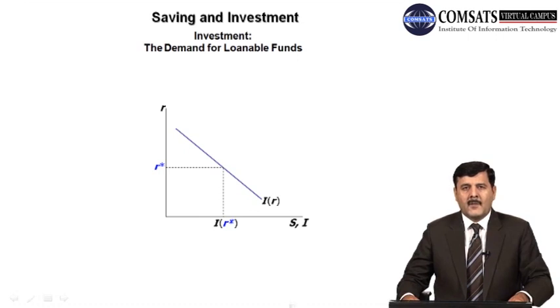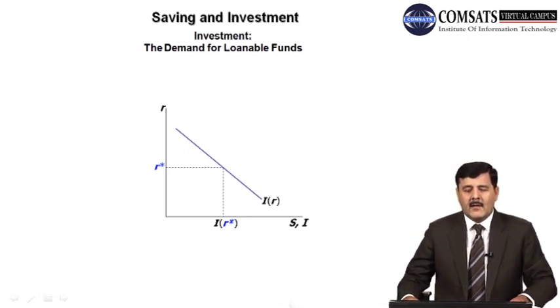Now I would like to tell you something about the demand side, because in any market we need to look at the supply side and the demand side both. So on the demand side, we can draw the relationship between the world interest rate, which is R star, and the investment, which is I. And as we know, there is an inverse relationship between the interest rate and investment. If the interest rate rises, investment falls, and if the interest rate falls, investment rises. Because of this relationship we get a negatively sloped demand curve.